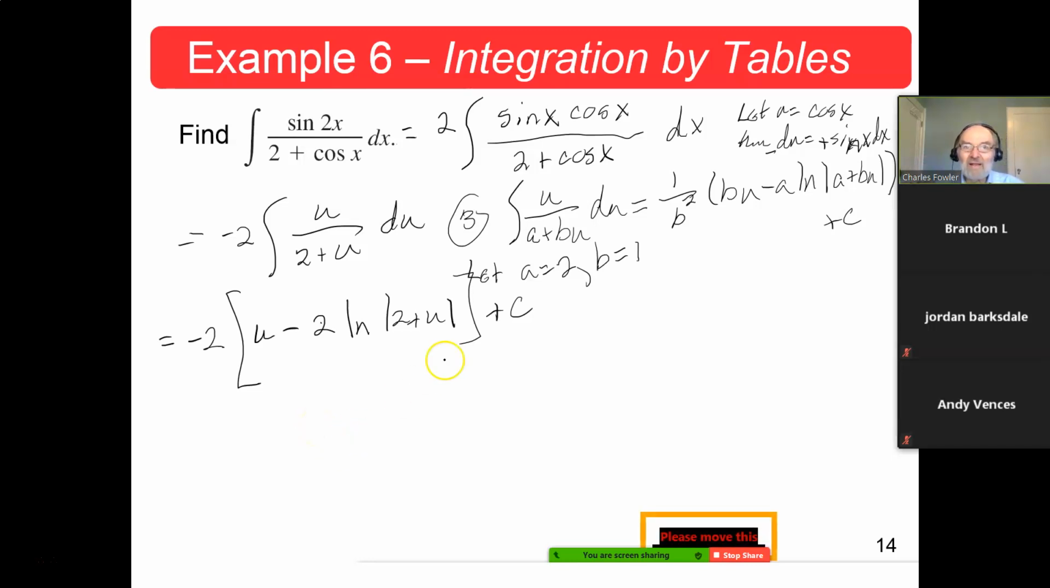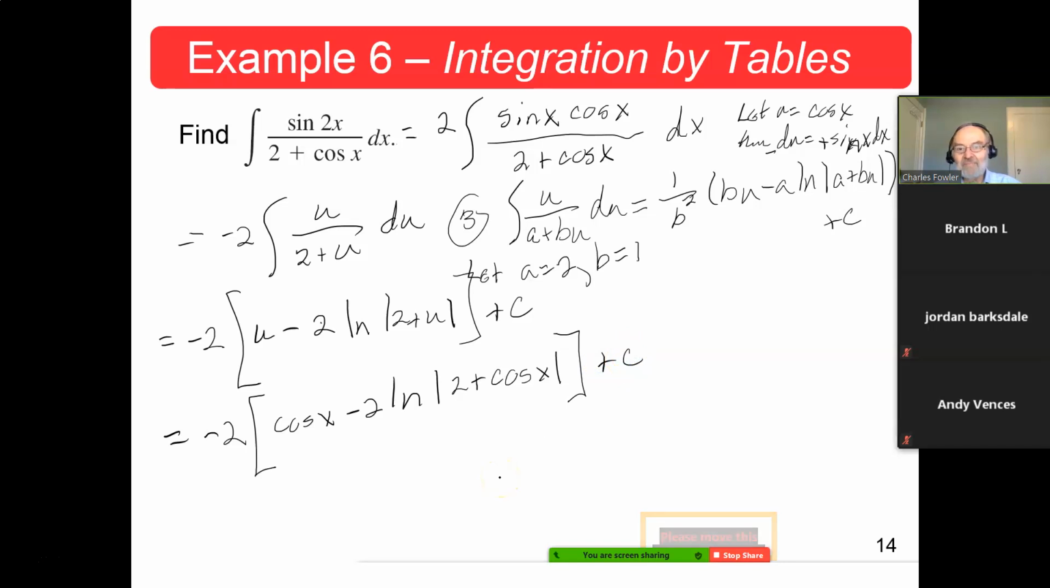Not quite. You got to go back and plug in what your u substitution is. Your problem was in x's. You need to give the answer in x's. So let's do that. u was cosine x. So this will be a minus 2 times the cosine x minus 2 times log of absolute value, and then your 2 plus u here is going to be 2 plus cosine x, plus c.